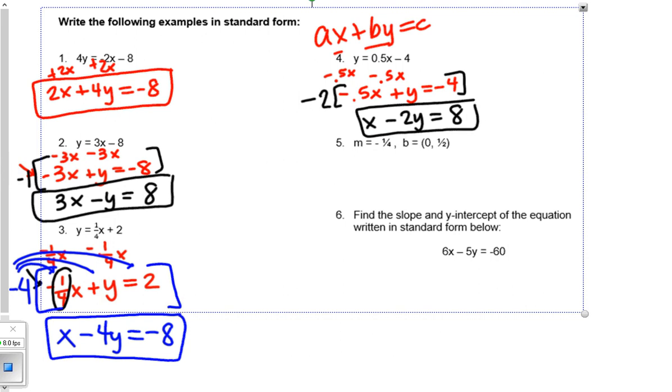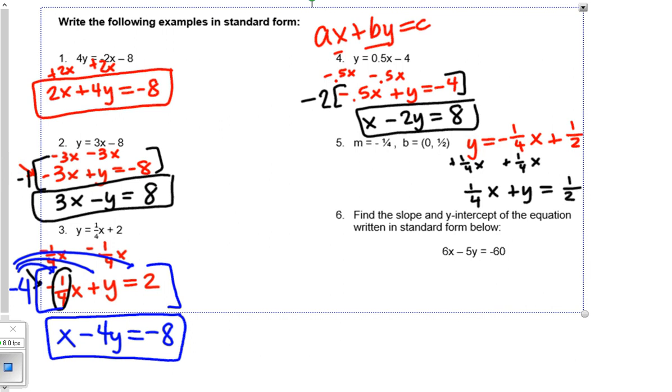Okay? Now, number 5 is kind of mean. They're making us write the equation first. They're giving us the m and the b. So I'm going to go over here and write it in slope-intercept form first. Now I'm going to change it into standard form. So I have to start by adding that 1/4 x over. So 1/4 x plus y equals a half.